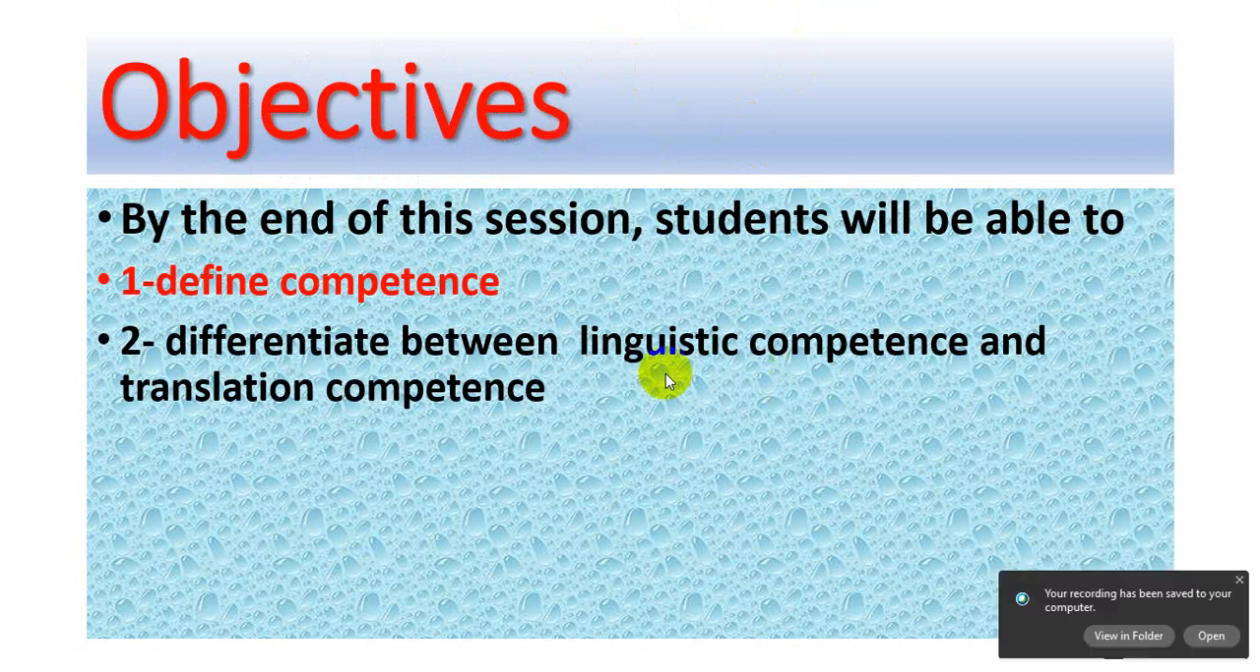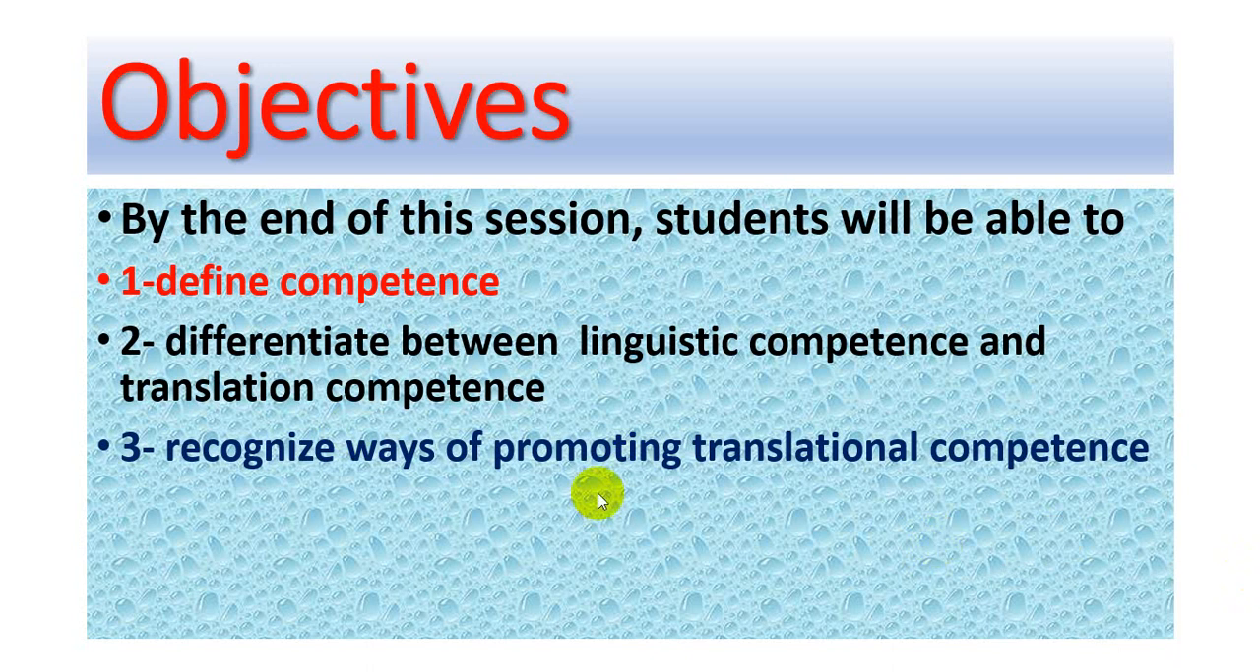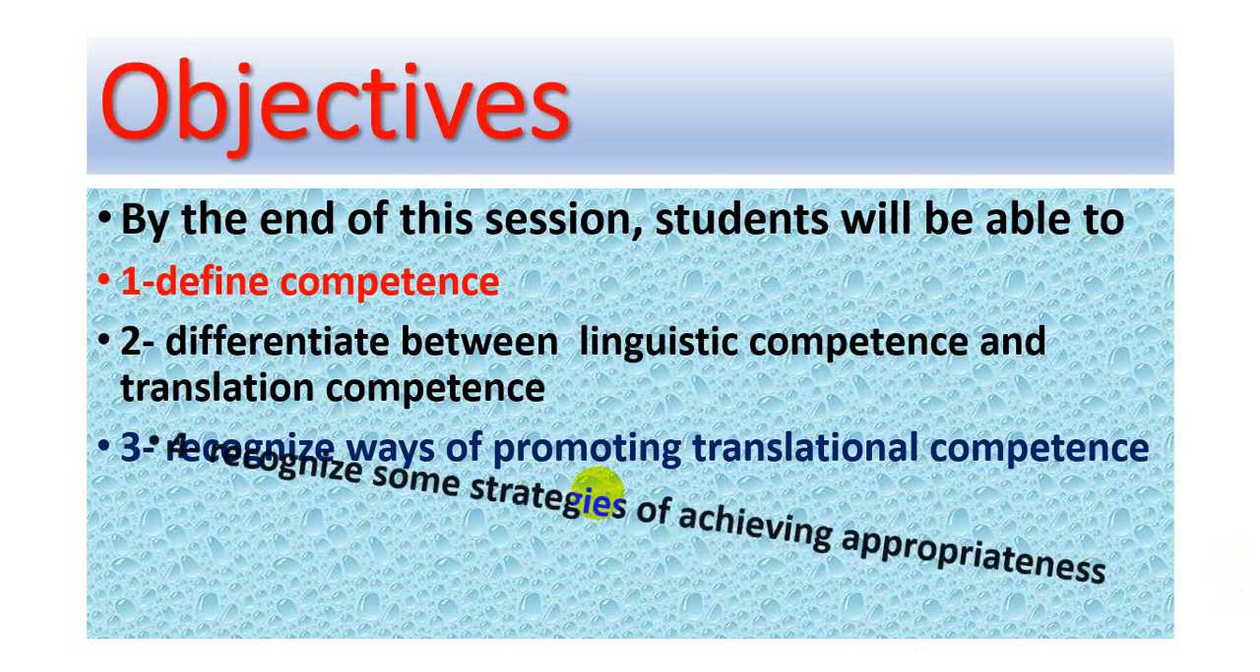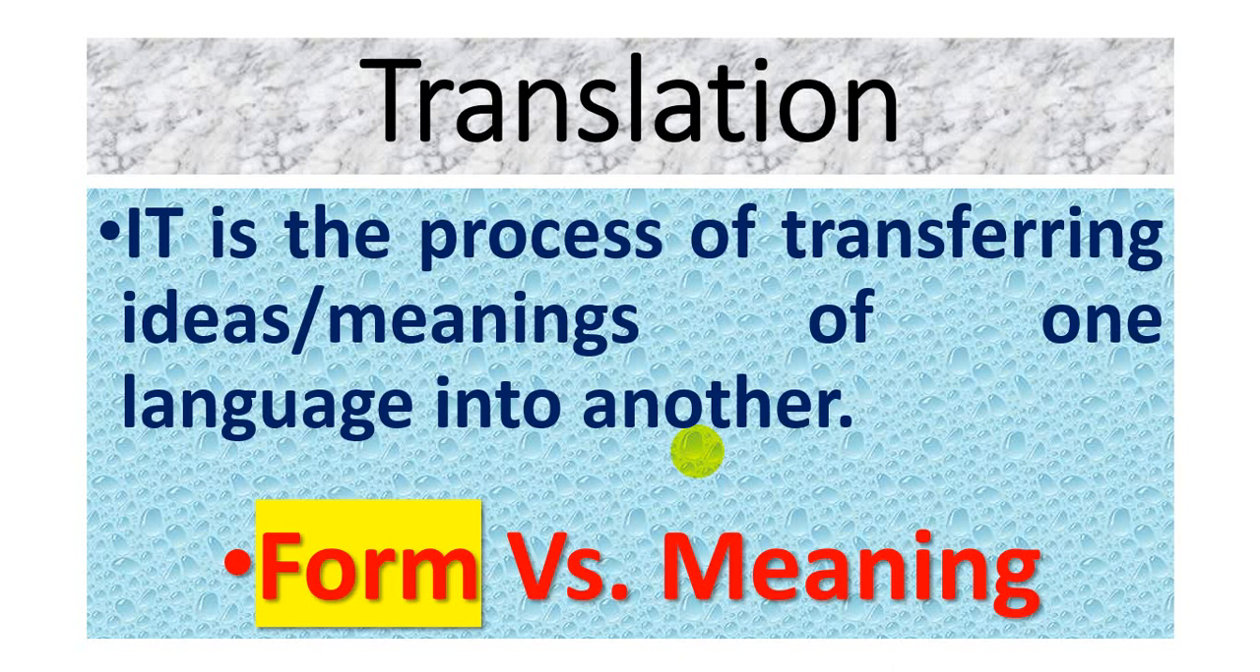The first one is the linguistic competence, the second one is the translational competence. Also, we are going to identify the different ways of promoting translational competence, how to increase, promote and improve your translation competence, and we are also going to recognize some strategies that help us to achieve appropriateness or to identify the linguistic competence.